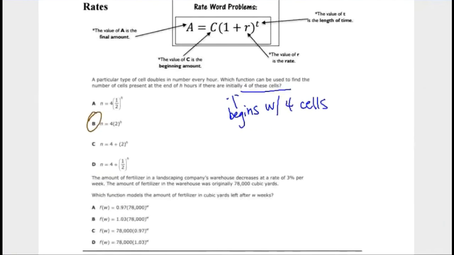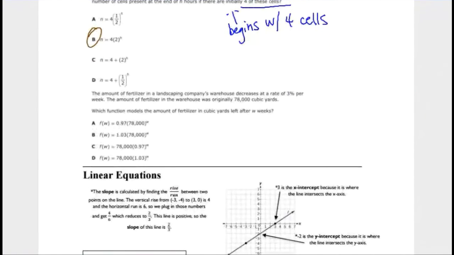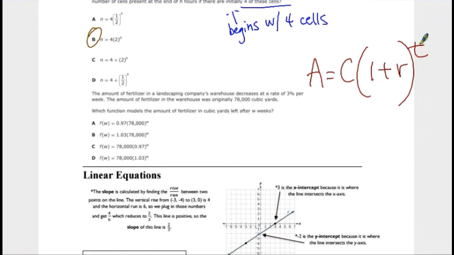Let's keep looking. Okay, this next problem. I'm going to write our formula here since we've lost it. All right, it says the amount of fertilizer in a landscaping company's warehouse decreases at a rate of 3% per week. It says the amount of fertilizer in the warehouse was originally 78,000 cubic yards. So that's what we started with. It says, which function models the amount of fertilizer in cubic yards left after W weeks.